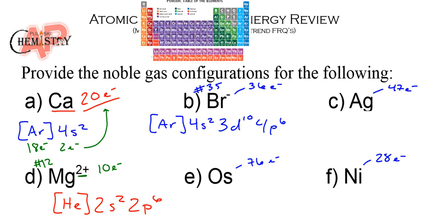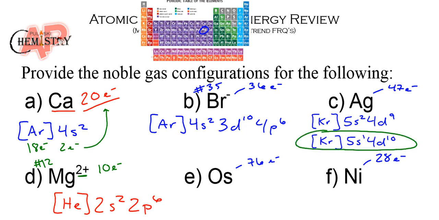Silver is a little trickier. So silver is right here, and you'd probably think that you do Kr, which is great, and then 5s2, 4d9. Unfortunately, this is an exception, and you need to recognize that d4s and d9s are 1 away from either being half full in their sublevel or completely full, and this is an exception. So it actually becomes 5s1, 4d10. It steals an electron from the 4s, or the 5s, excuse me.